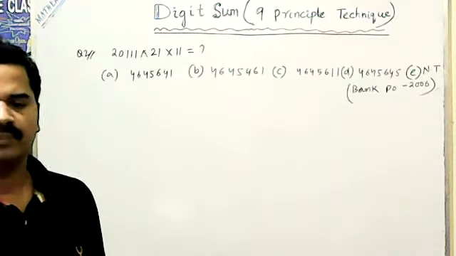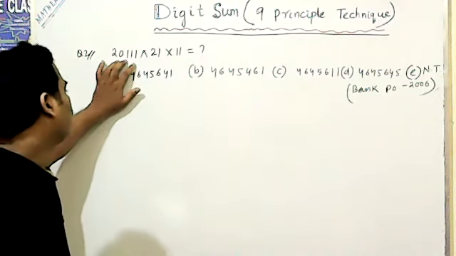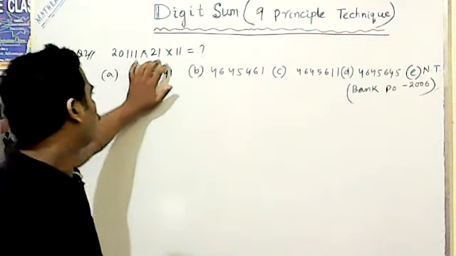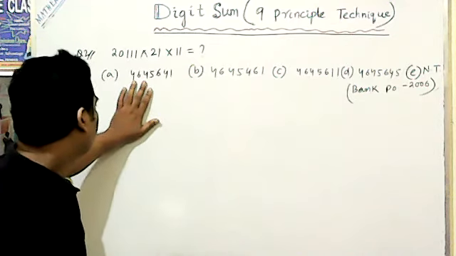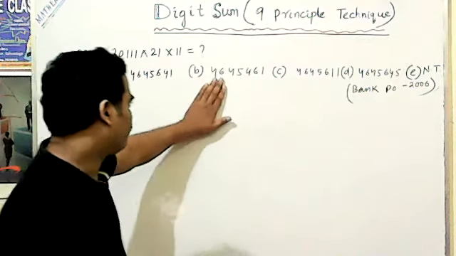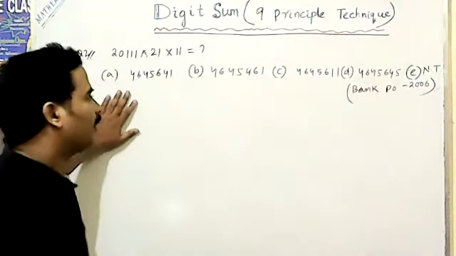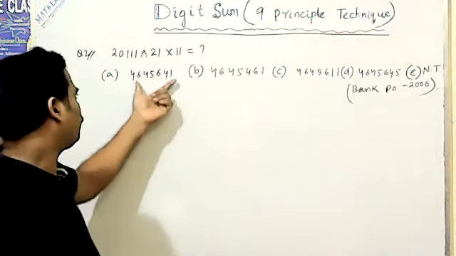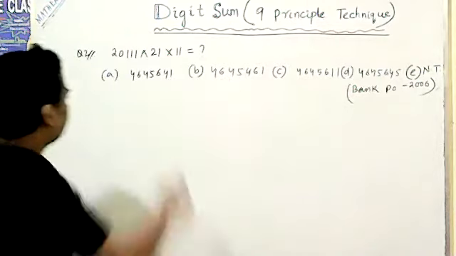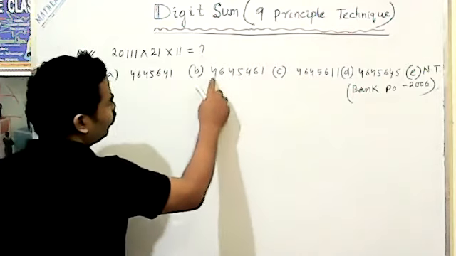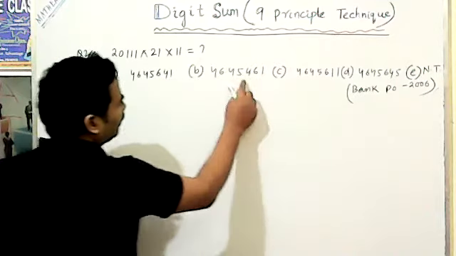Now take this, 2011, 111 into 21 into 11. Then that is given 46... none of this is given. So the bank came in 2006. Look, all the digits are here: 4645641 and 4645461. That means only the last three digits are changed.